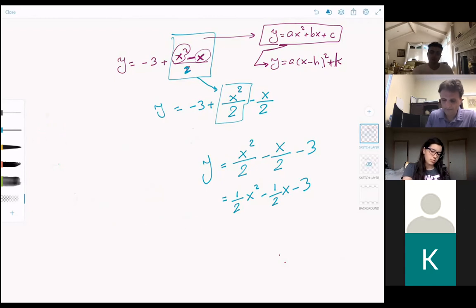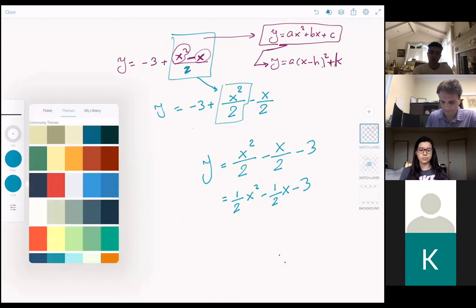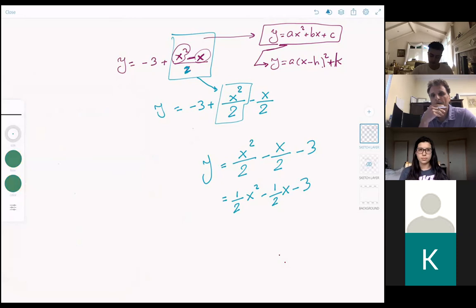So now we're going to make it to vertex form. How do we make it to vertex form? What's the first rule?